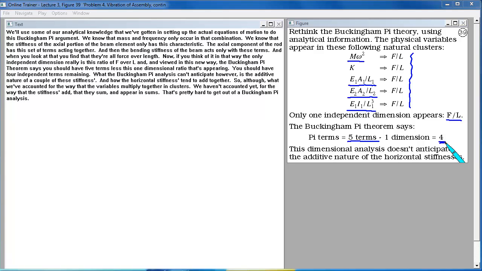What the Buckingham pi analysis can't anticipate, however, is the additive nature of a couple of these stiffnesses and how the horizontal stiffnesses tend to add together. So although we've accounted for the way that the variables multiply together in clusters, we haven't accounted yet for the way that the stiffnesses sum and appear in sums. That's pretty hard to get out of a Buckingham pi analysis.